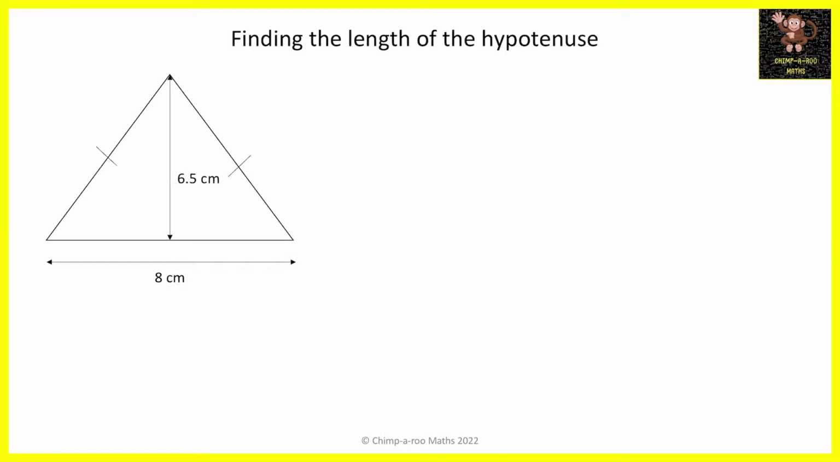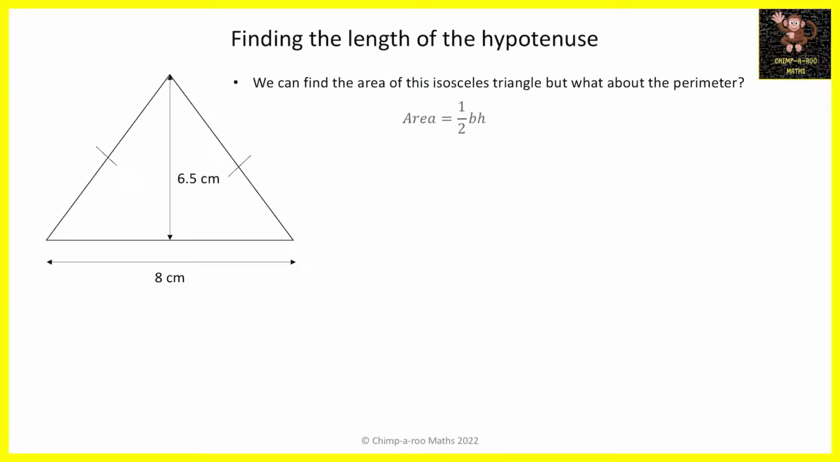Now we can apply this to other problems. Here we have an isosceles triangle. Its height is 6.5 centimetres, the base 8. Dead easy to find the area. But how about the perimeter? Let's just look at the area anyway, just to recap that. Area is half base times height. So half times 8 times 6.5 is 26 square centimetres.